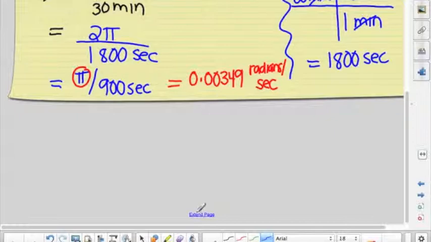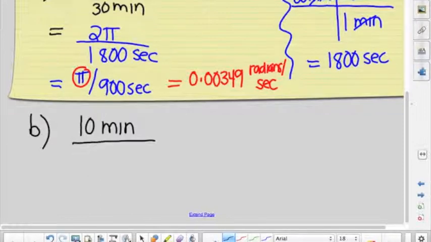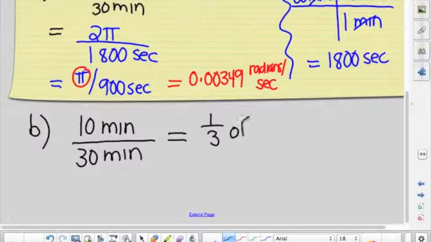So we're looking at now, in 10 minutes, we know that that's going to be a fraction of the rotation. It takes a full 30 minutes to get one full rotation. So 10 over 30 is the same as 1/3 of a rotation.